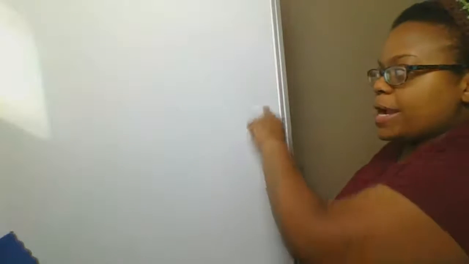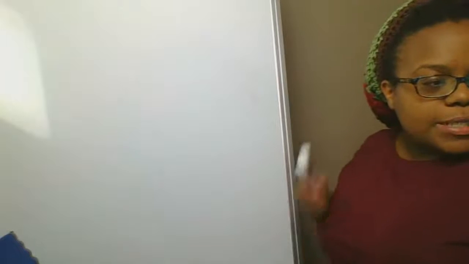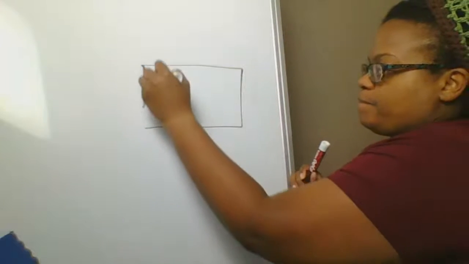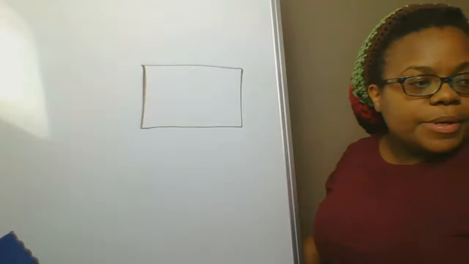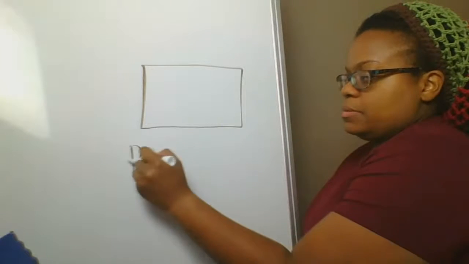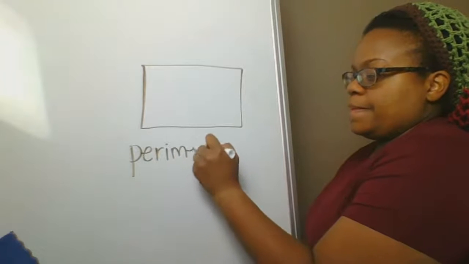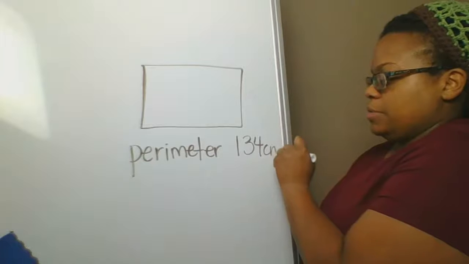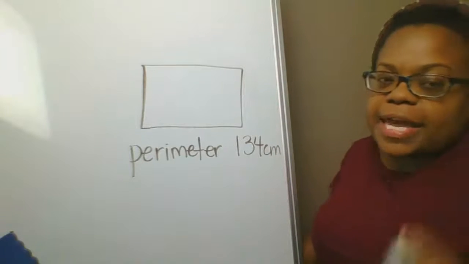Let's look at just one more question. All right, so this one was also about perimeter. Remember, perimeter is going around the shape. So it says the perimeter of a rectangle. I'm going to make my rectangle. The perimeter of this rectangle is 134 centimeters. 134 centimeters. Okay. They gave me a clue.